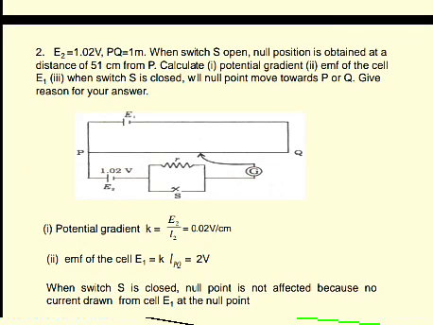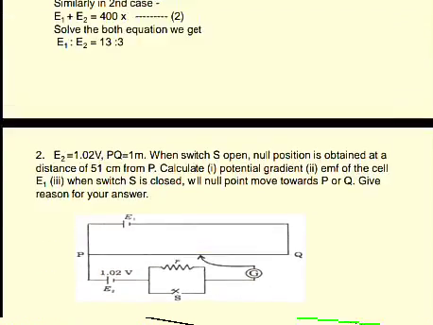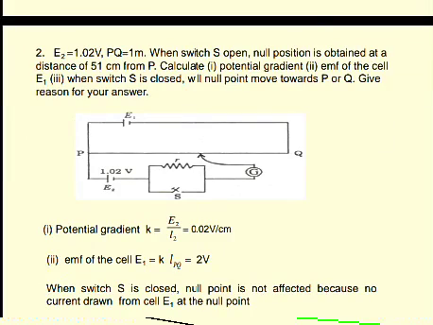Dear student, in this lecture, we discussed the potentiometer and its applications and found the working formula for the comparison of EMF and the internal resistance of the given primary cell. I hope you learned the topic very well and will use this knowledge to solve problems based on the potentiometer.